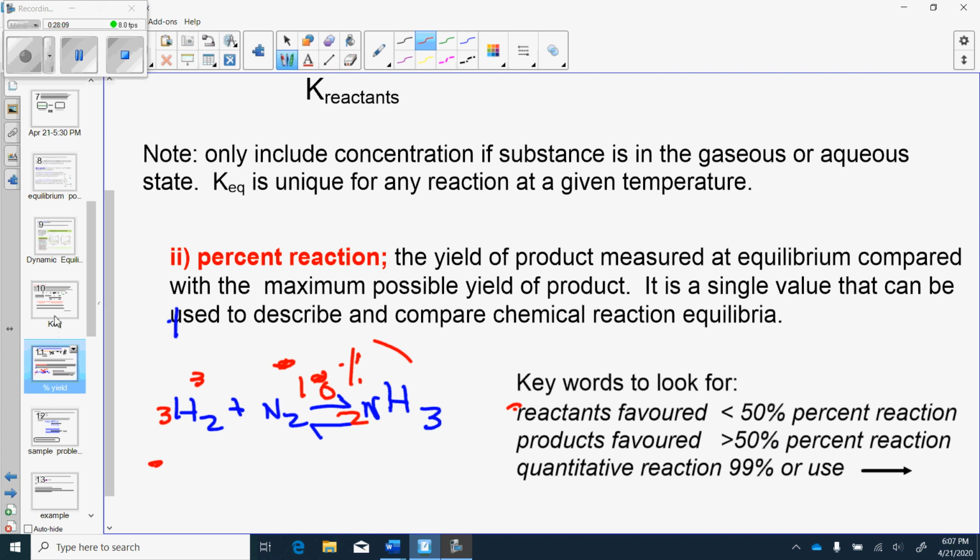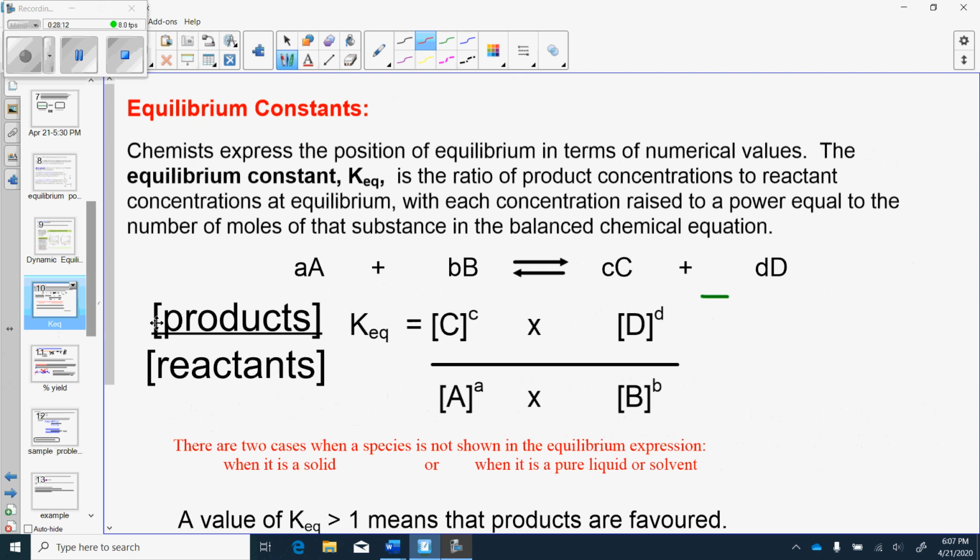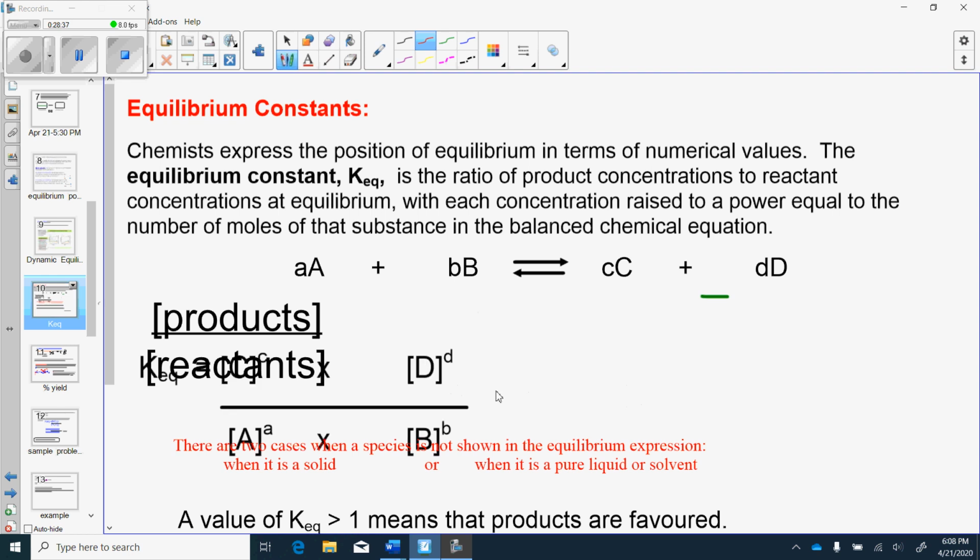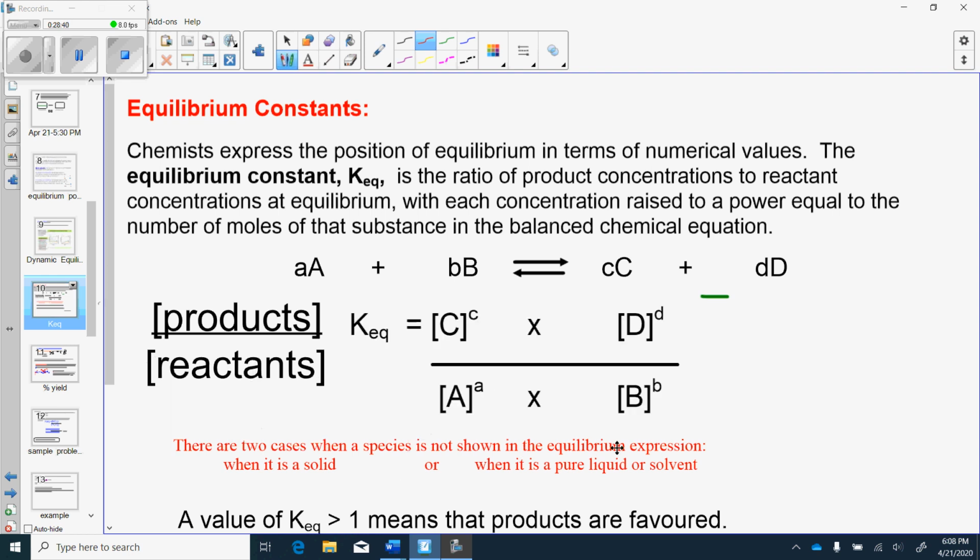The last thing we want to talk about is how we find our KEQ. A second way of trying to put a number on the position of equilibrium is looking at this general formula, comparing a ratio of products to reactants. My first product is C, and the coefficient is c, so it works as an exponent here. D exponent, A exponent, B exponent. So this is known as the equilibrium expression.